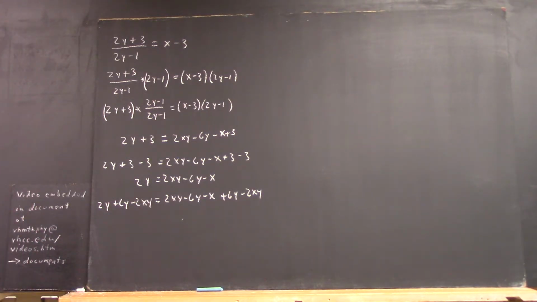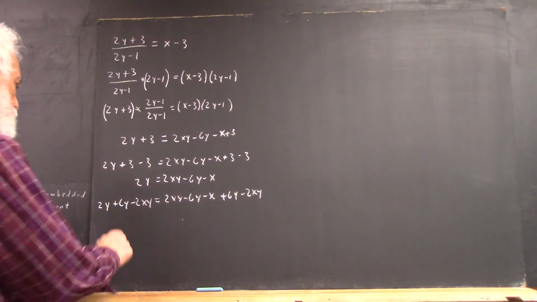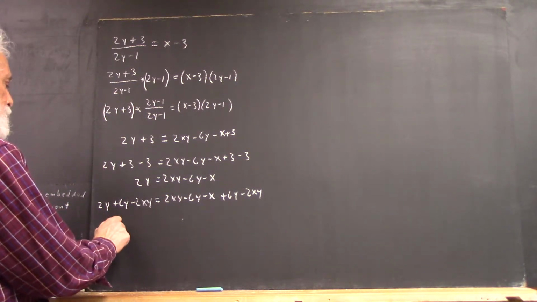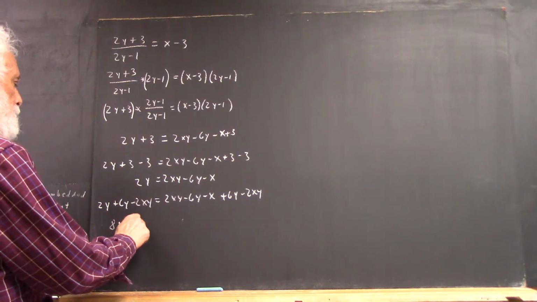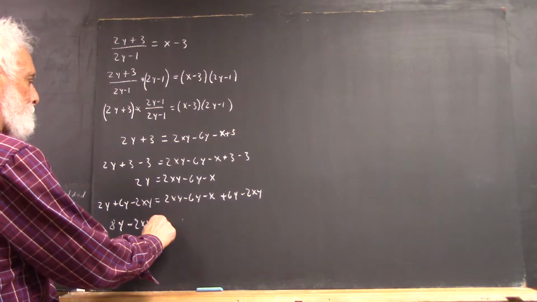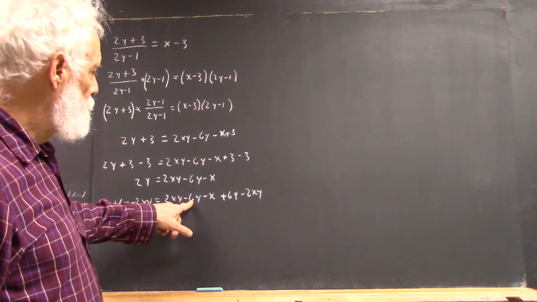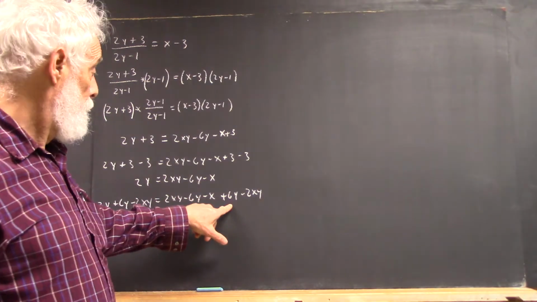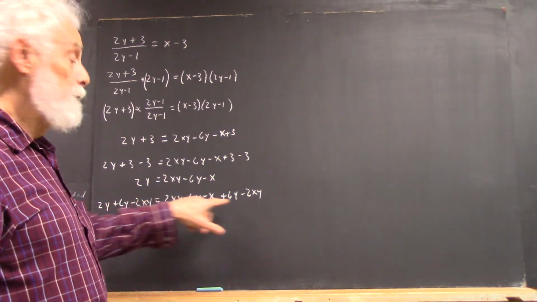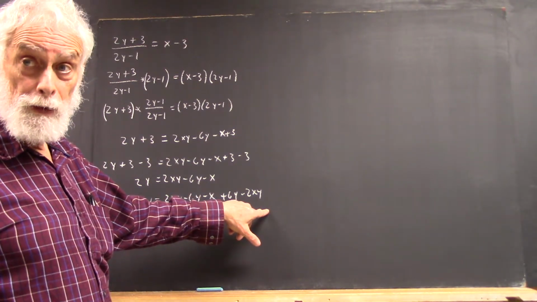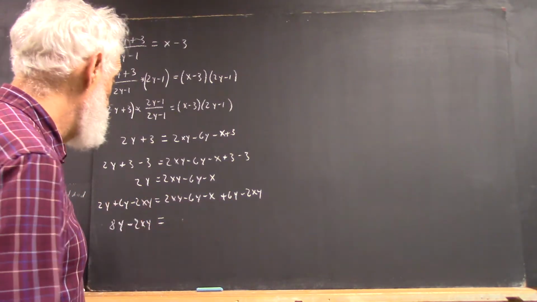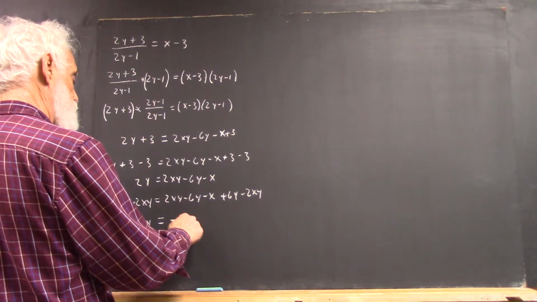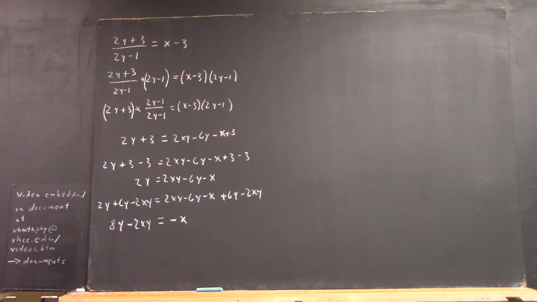Okay? 2y plus 6y minus 2xy. Now that's going to give us what? 8y minus 2xy. Over here, well, negative 6y and plus 6y give us 0, right? And 2xy and negative 2xy give us 0, right? So this leaves us just what? Negative x. Okay, now what are we going to do?